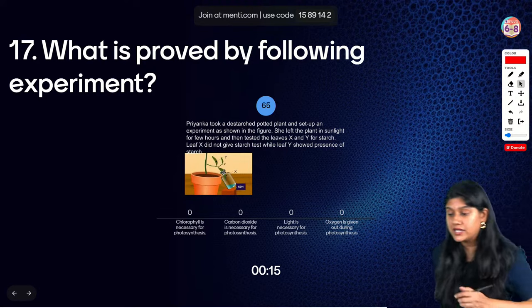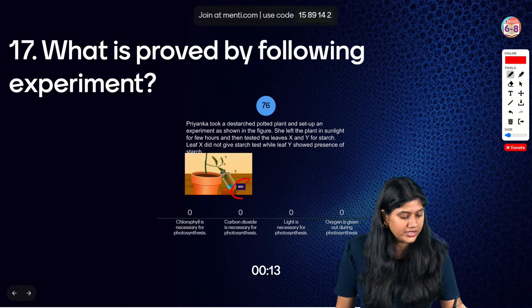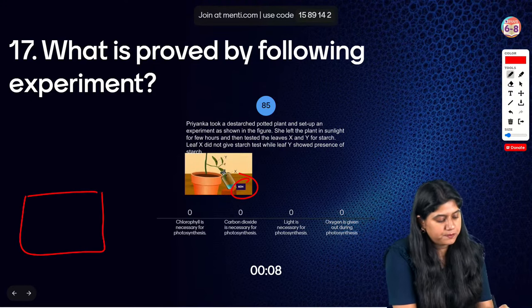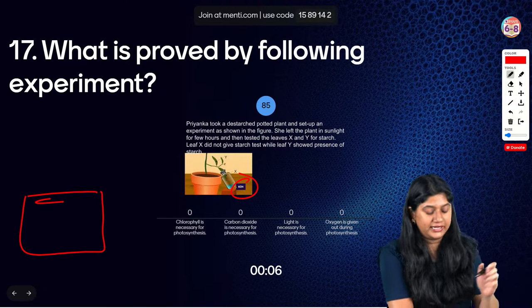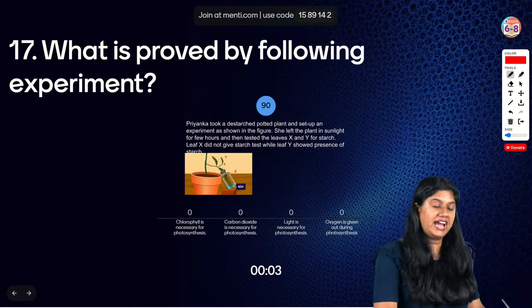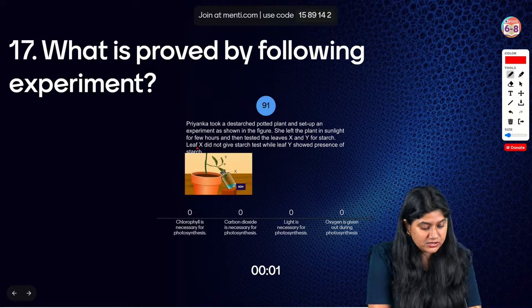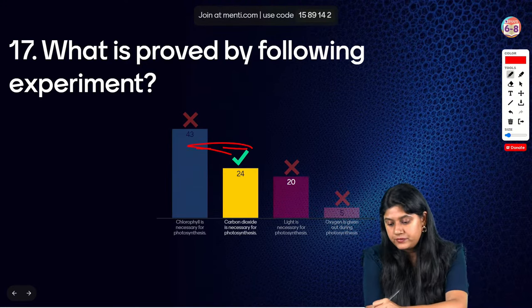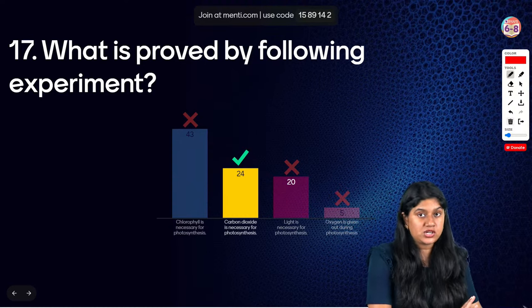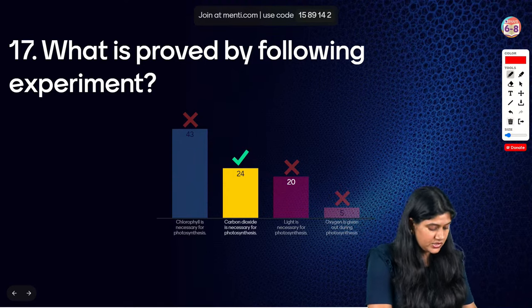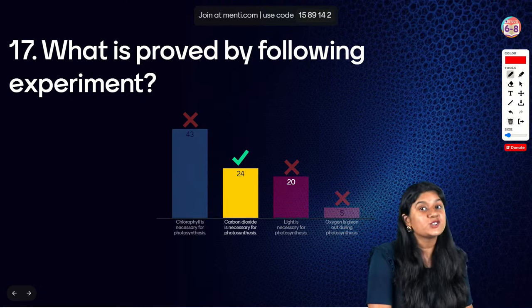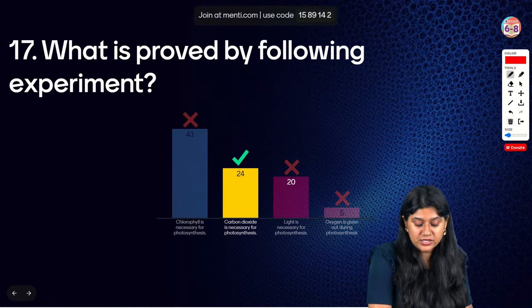Everyone, the hint over here is the KOH. KOH is a very important hint. So we have a potted plant which we kept in the sunlight and then took back inside, without sunlight. Then we checked: leaf X does not give starch, whereas Y gives starch. So from this experiment, what can we understand? We can understand that the presence of carbon dioxide is super, super important.